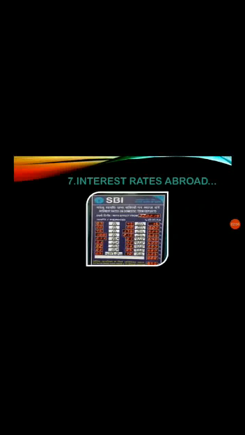Next point, that is the seventh point, is interest rates abroad. High interest in a country increases the value of that country's currency relative to the nations offering low interest rates. Whenever there is a high interest rate, automatically the country's currency increases relative to those offering low interest. However, such a simple straight line calculation rarely exists in foreign exchange.